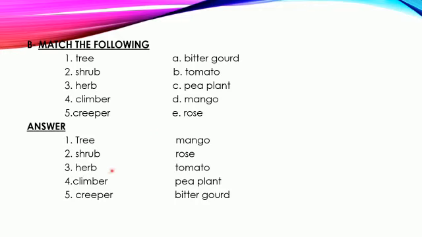Next, herb. An example of herb is tomato. See, here is the tomato and here is the herb. So they are not in front. We have to match them. We have to write them in front. Next, the climber example is the pea plant. So here I have written pea plant in front of climber. In the same way, bitter gourd is the example of creeper. So it is written in front of creeper. So in this way, this is the answer which you have to write in your copy.